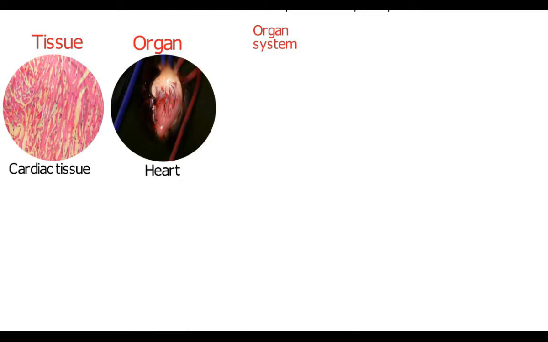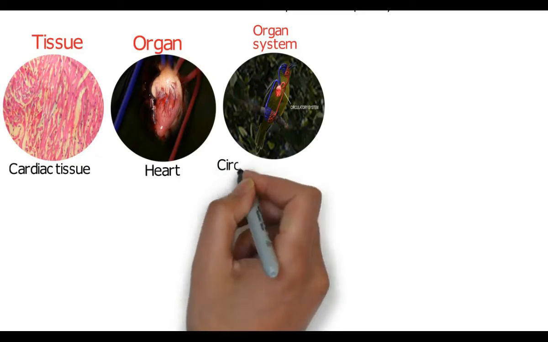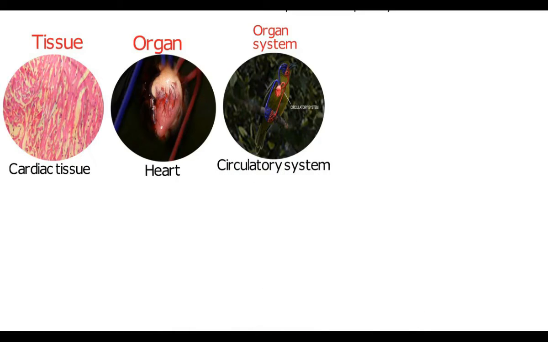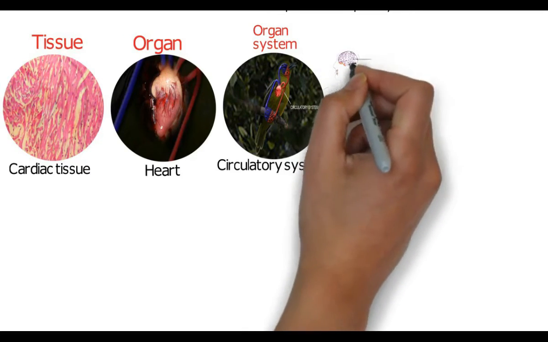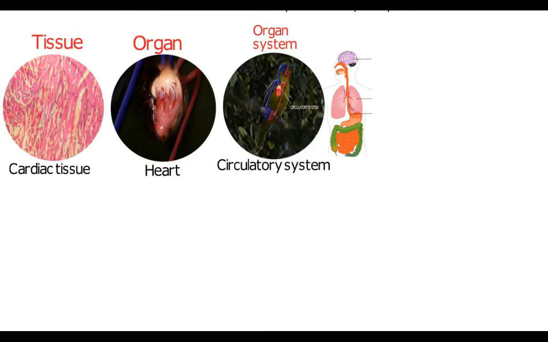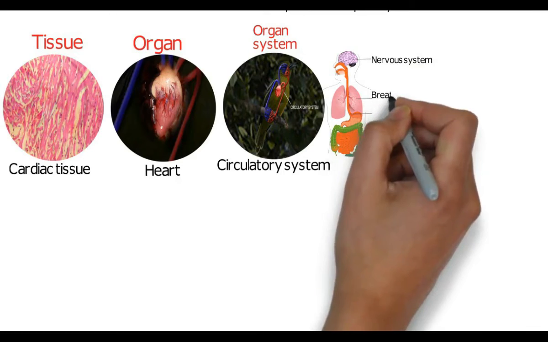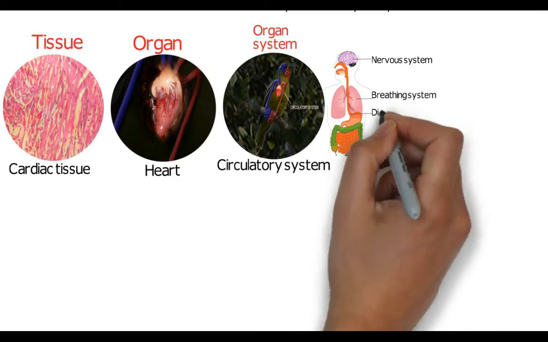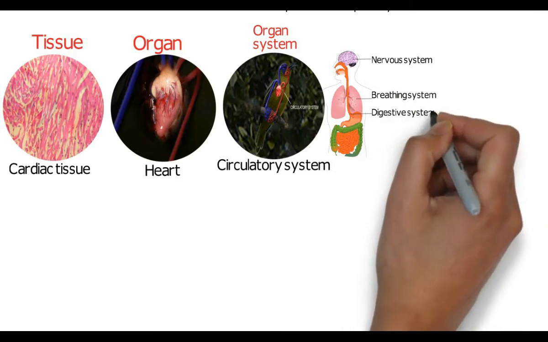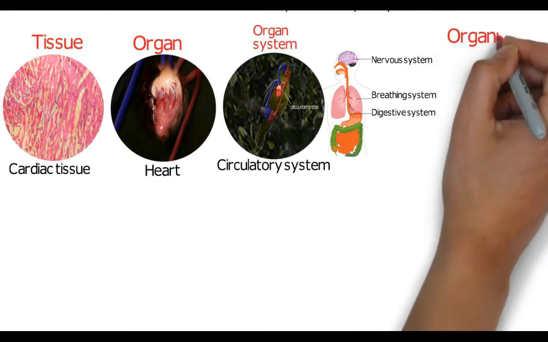A collection of several organs working together to perform a specific function is called an organ system. For example, the circulatory system. Others include the nervous system, the breathing system, the digestive system, and the transport system in plants.